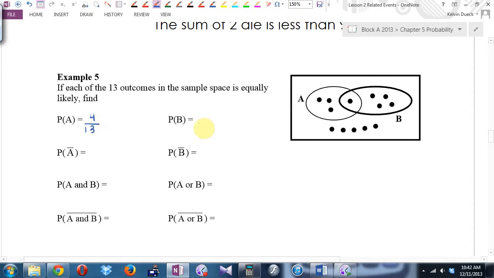What's the probability of B? It's going to be out of 13. 5, not 4. What's the probability of not A? You could also have gone 1, 2, 3, 4, 5, 6, 7, 8, 9 and counted them, but hopefully you used the complement. What's the probability of not B?